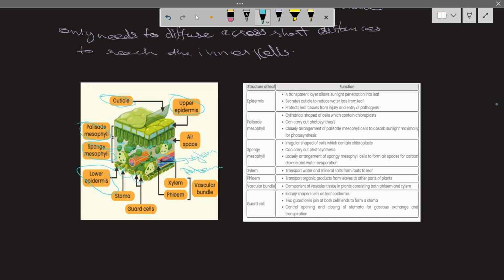In the epidermis, but before the epidermis, there is a cuticle. What is this cuticle made of?